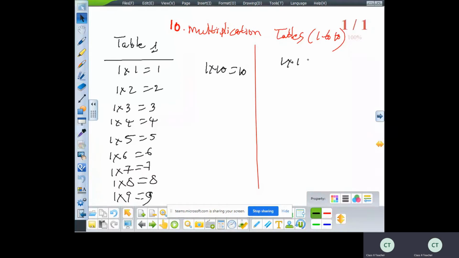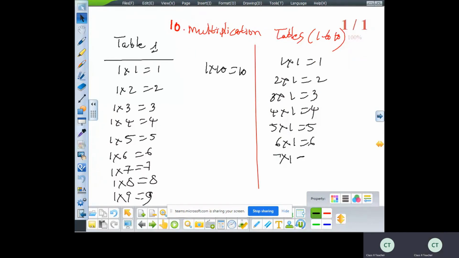Or 1 one is 1, 2 ones are 2, 3 ones are 3, 4 ones are 4, 5 ones are 5, 6 ones are 6, 7 ones are 7, 8 ones are 8, 9 ones are 9, finally 10 ones are 10. Okay, children, this is table number 1.